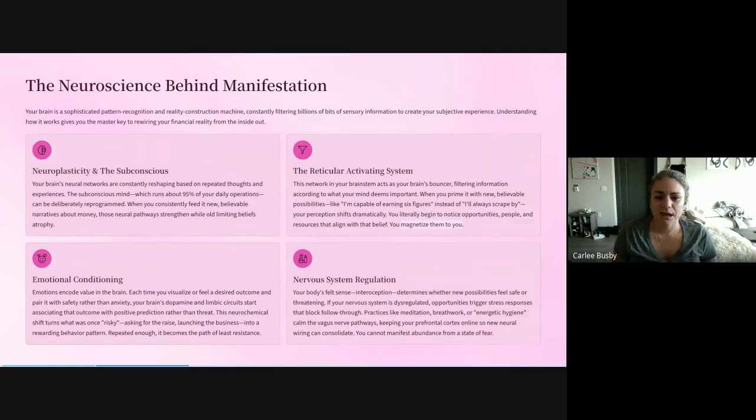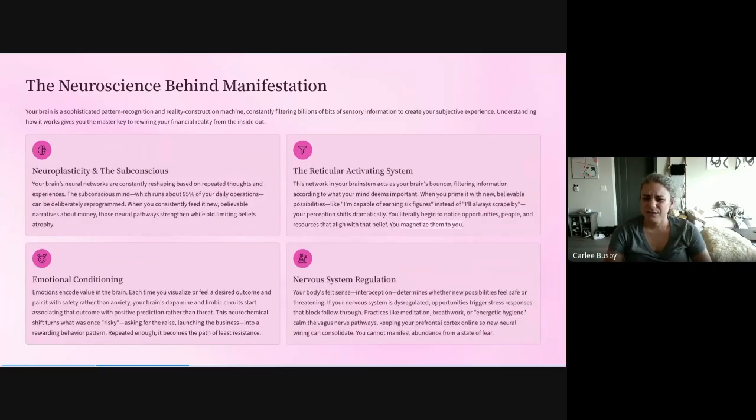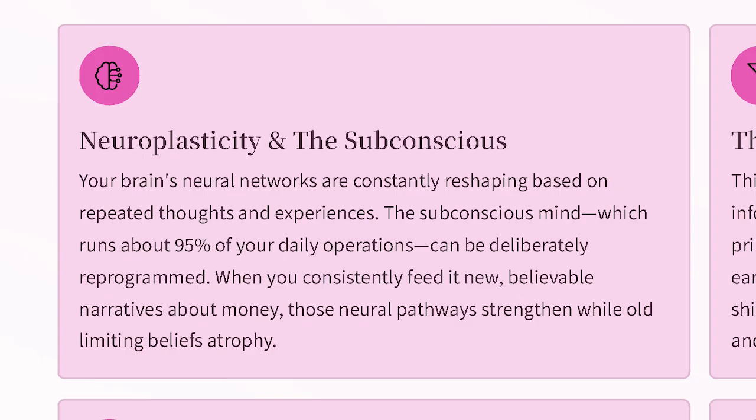There are a couple of neuroscience concepts that underlie how we manifest, or what parts or systems in the brain are helping you actually manifest reality. It's the neuroscience and the psychology of it, and how your psychology and your brain interact with your environment to create the reality that you're living in. So first, there's neuroplasticity and your subconscious brain.